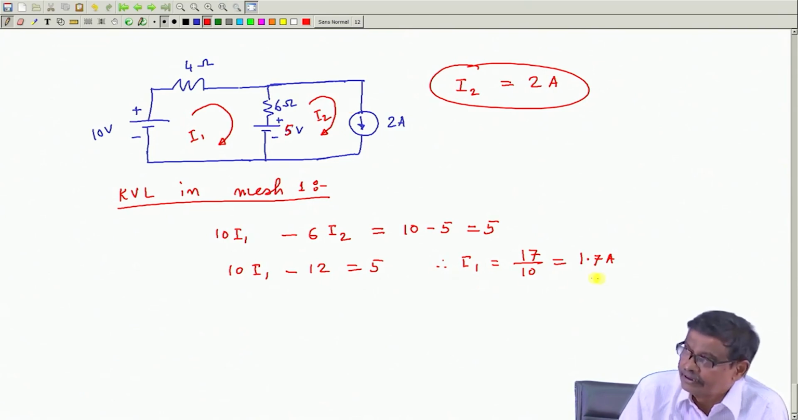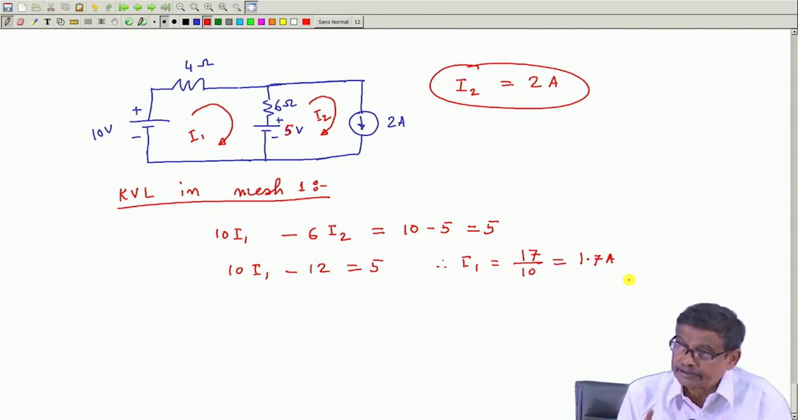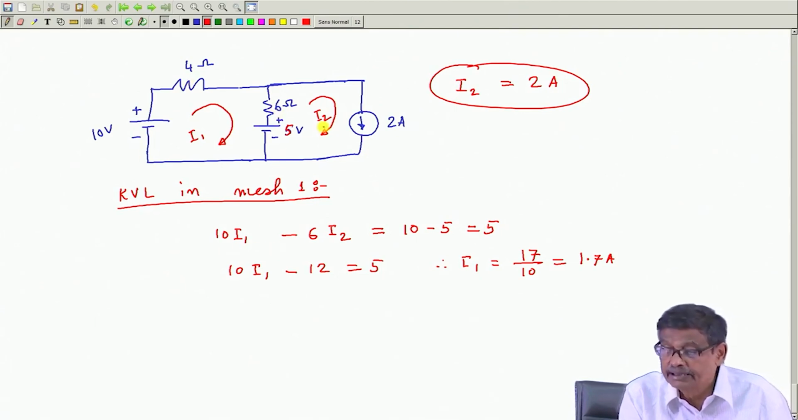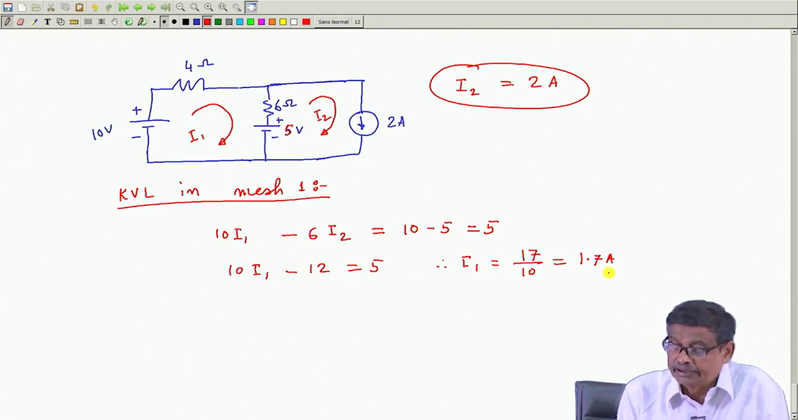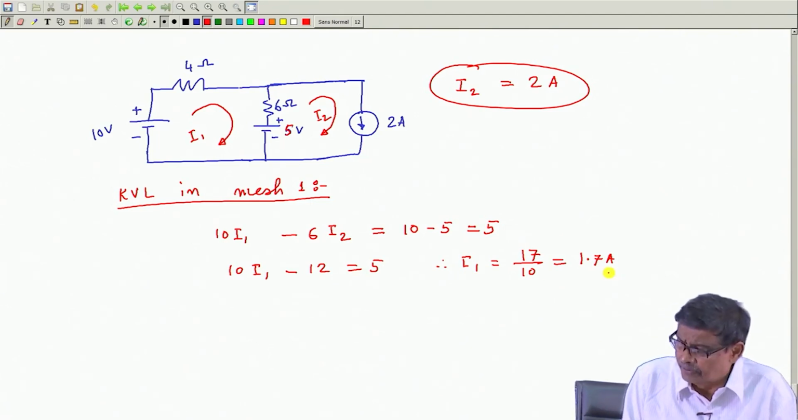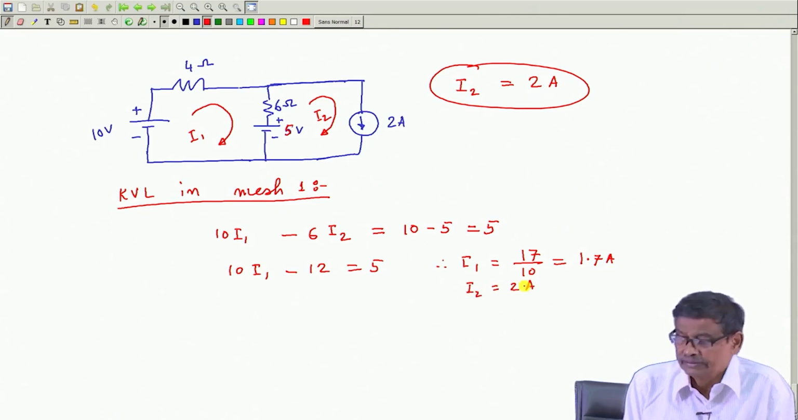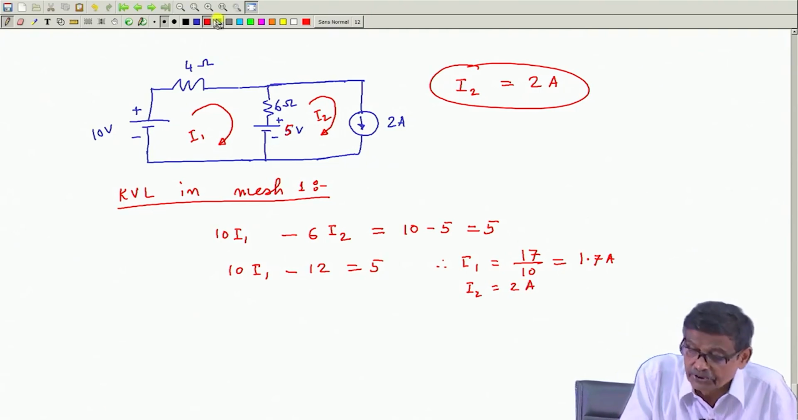So, this I 1 is correctly calculated. Just check if any mistake. This is 4 plus 6, 10 I 1 minus 6 I 2 is equal to 10 minus 5, and I 2 is known to be 2 ampere because of this. It is hopefully correct. Then after you have got the mesh current, so I 1 is this and I 2 is 2. It is a good practice, not always necessary when you are very much used to it, to redraw the circuit.